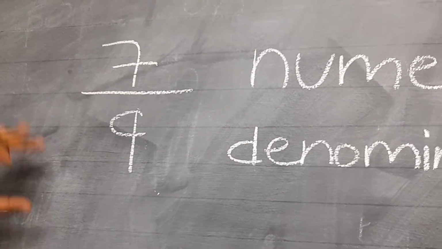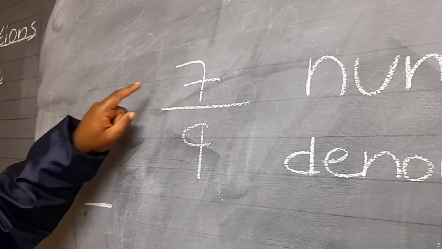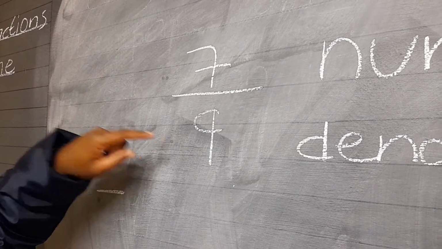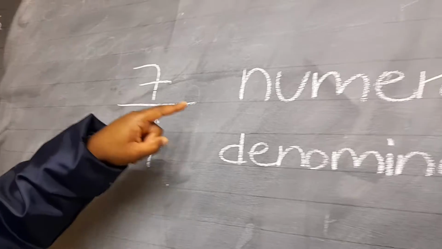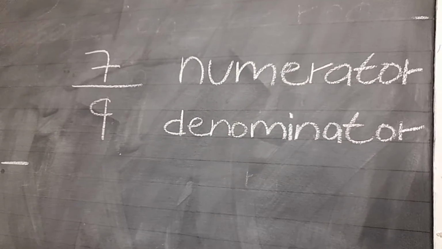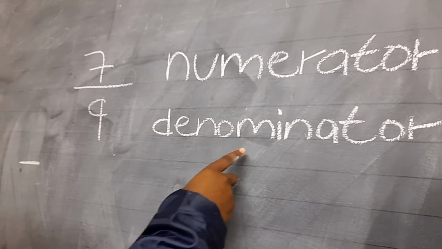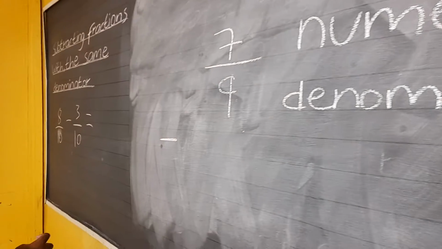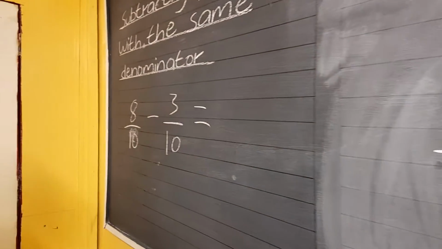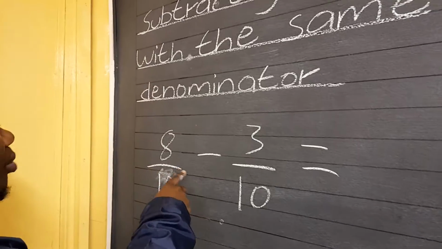Last time we said that a fraction has the top part and the bottom part. The top part of a fraction is called a numerator. The bottom part of a fraction is called a denominator. And this time around, we'll be subtracting fractions with the same denominator.